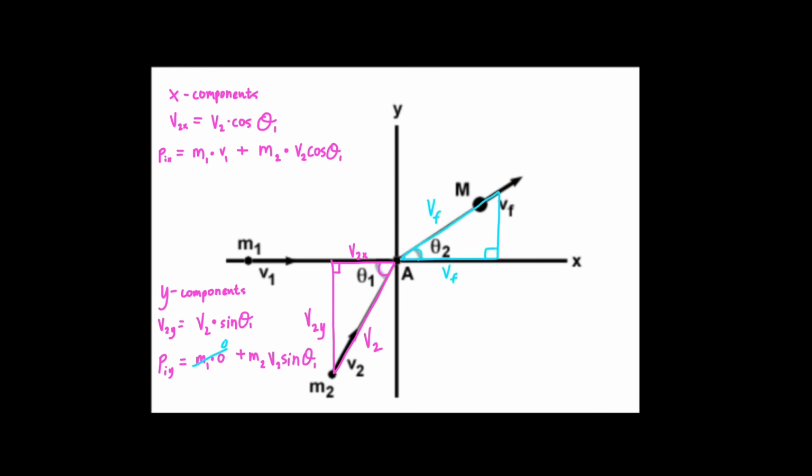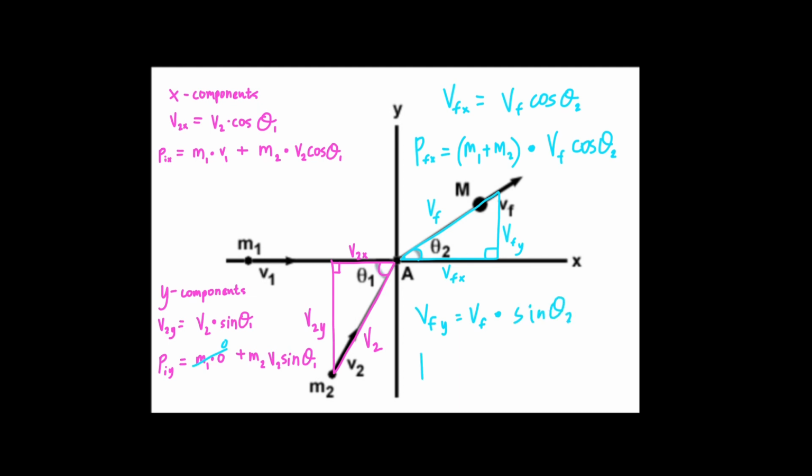In this case, the initial velocity of mass 1 does not have a vertical component, so we'll just write that in as 0. Then we'll just do the same thing with the final velocities and use that to find the x and y components of the final momentum, this time using the combined masses of m1 and m2.